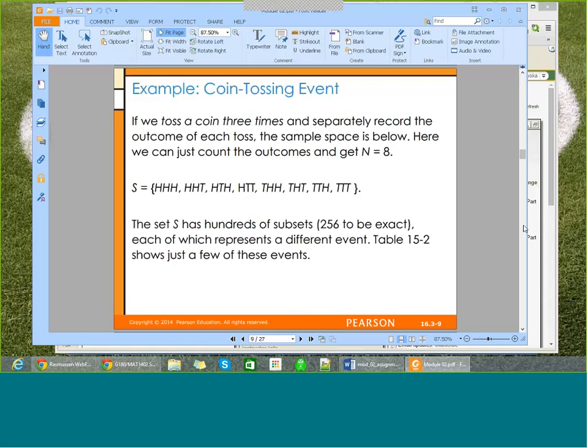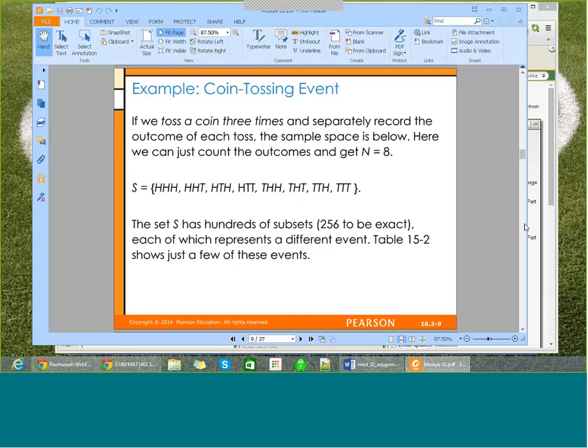So say we extend the question to flipping the coin 3 times. Then you see something like this: H, H, H, heads, heads, tails, all the way down to T, T, T. If you continue this on and write out all the possible outcomes, there are going to be 8 of them. This is called a subset. It's a subset of all possible events. So here's one subset.